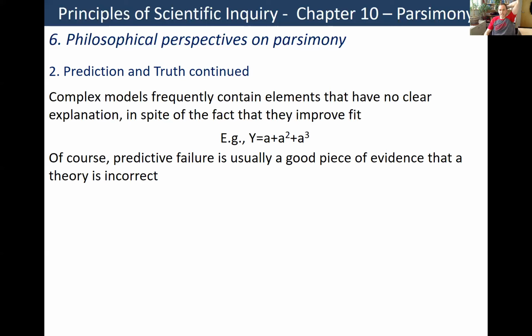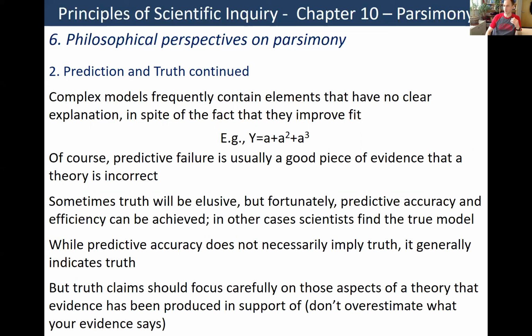In other cases, scientists find the true model and understand the true model. So even if you find the true model, you might not understand it. And not understanding it means you don't really fully grasp whether the model contains mostly noise or mostly signal, probably mostly signal if it's accurate in prediction though. But truth claims should focus carefully on those aspects of a theory that evidence has produced support for. So don't overestimate what your evidence says.